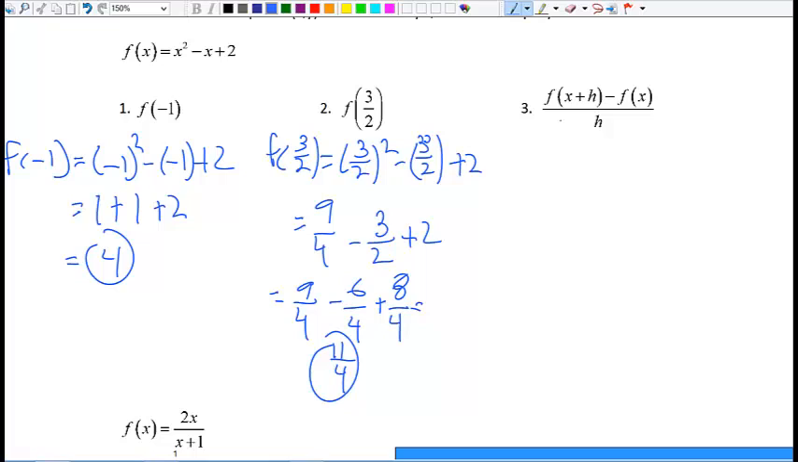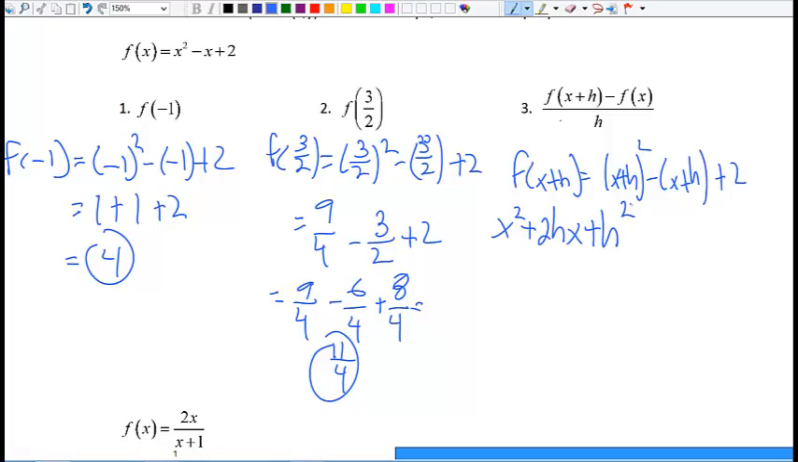So I want to do 3 things here. I'm going to evaluate f of x plus h. That would be x plus h squared minus x plus h plus 2. With f of x plus h, I'm going to square the first 2 terms, which would be x squared plus 2hx plus h squared. I'm going to distribute the minus into the next term, so that'd be minus x minus h plus 2.